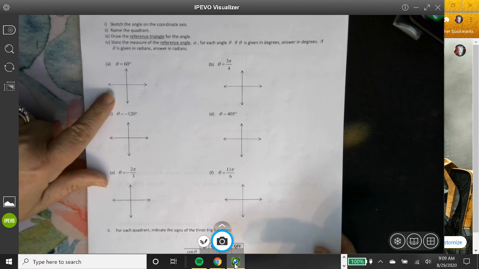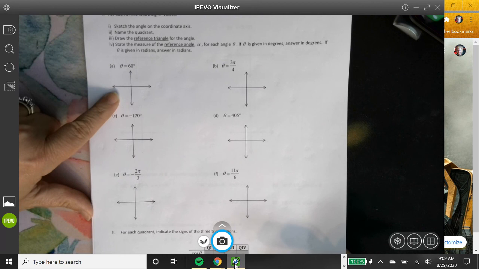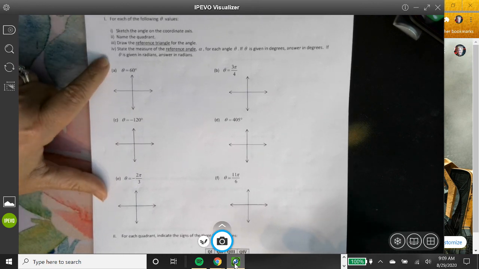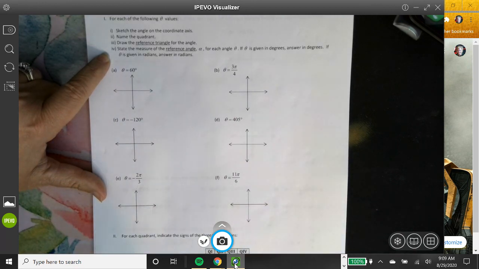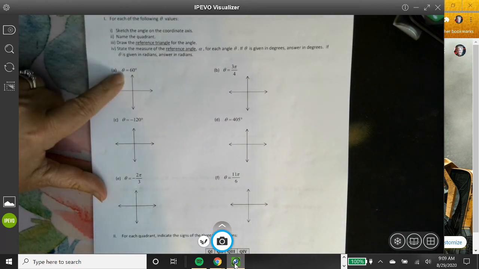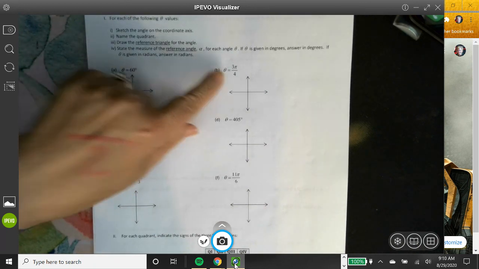So I'm going to do the first two with you in the first section. So it says, for number 1, sketch the angle on the coordinate axis, name the quadrant, draw the reference triangle for the angle, and state the measure of the reference angle, alpha. Okay, if your angle is given in degrees, you want alpha in degrees, and if your angle is in radians, you want your alpha to be in radians.